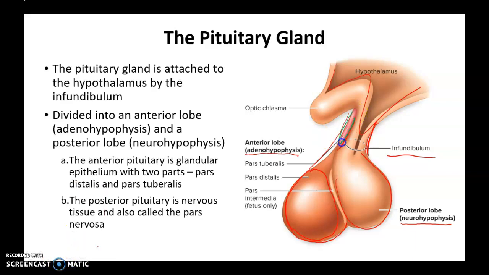So the anterior lobe has this structure called pars tuberalis, and this bigger structure is pars distalis. The posterior lobe is actually an extension of the hypothalamus. So the posterior lobe is also made up of nervous tissue, and that is why it's called pars nervosa. Now for testing purposes, you do not have to memorize pars distalis, pars tuberalis, or pars nervosa. So don't worry about these terms.